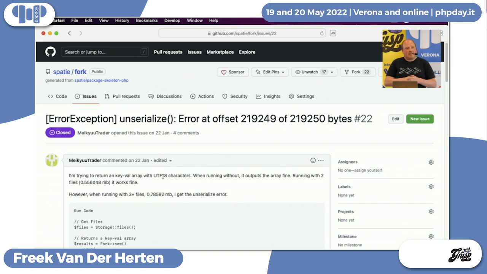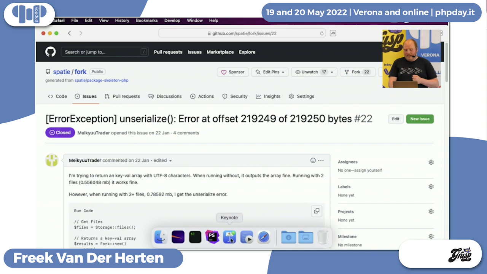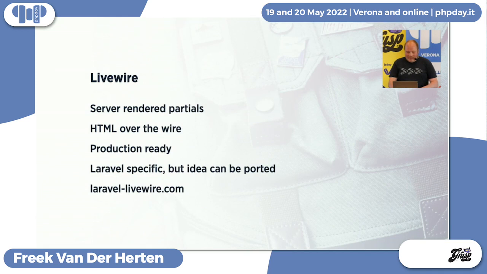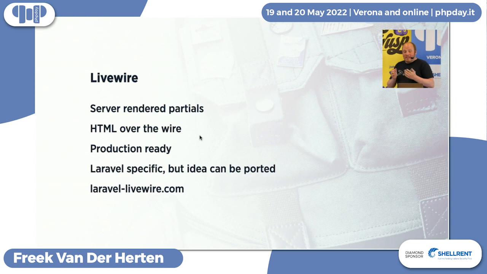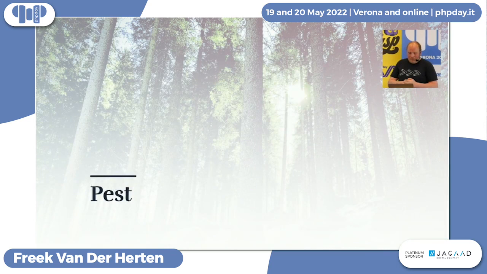And it's something that's becoming big in the Laravel community. Okay, let's go back here and maybe check the time. Okay, so Livewire, server rendered partials, we use HTML over the wire. It is really production ready. There are already big sites that are using this. It's Laravel specific, but the idea can be ported to everywhere that you want. And if you want to know more information, because I've only scratched the surface about the abilities of Livewire, go to laravellivewire.com.